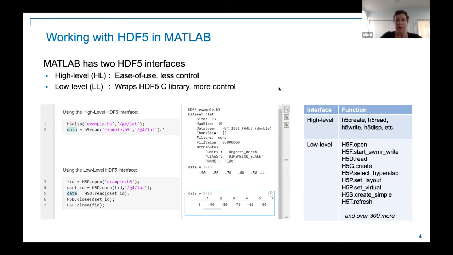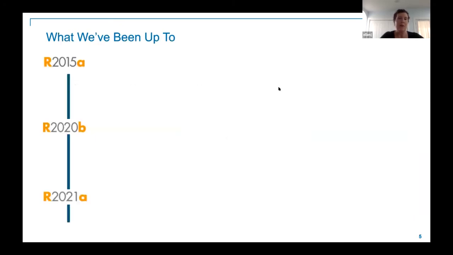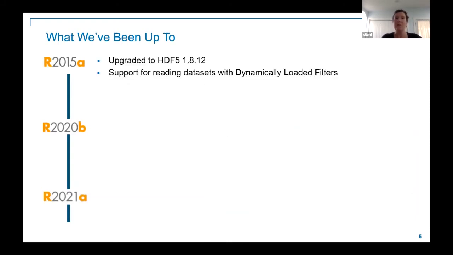Sorry about that. So here's what I'm going to talk about, what we've been up to. In the first talk at ESIP I gave, I was all excited because we had just upgraded to 1.8.12 and we added support for reading data sets that were compressed using dynamically loaded filters. Sometimes I call them DLF. If you hear me say DLF, I mean dynamically loaded filters. Then a few years went by, and around 2019, we attempted to upgrade to 1.10.2, which was a new thing. 1.10 was stable now, and we wanted to do it.